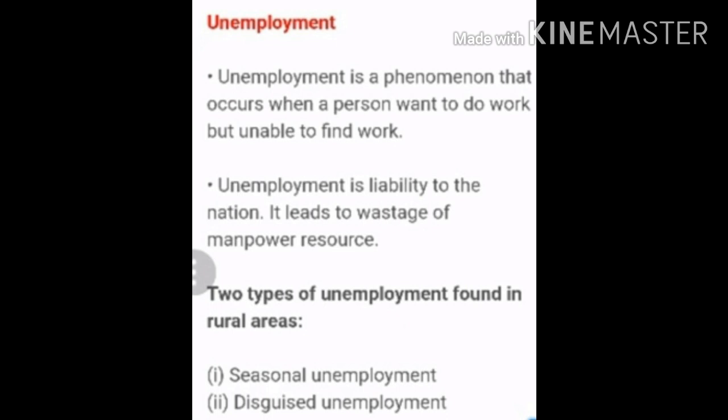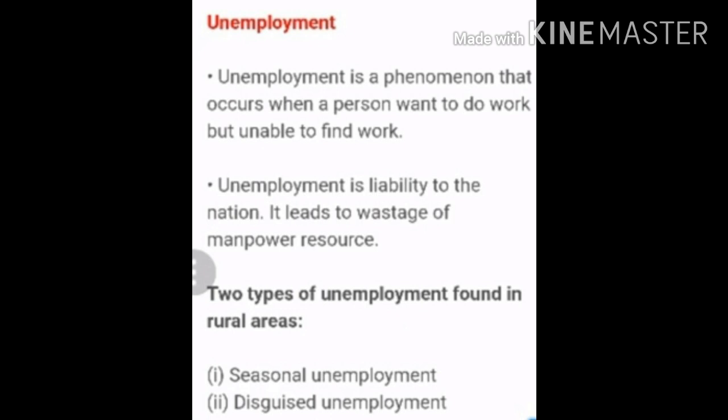Okay. Now our next topic is unemployment. Unemployment is a phenomenon that occurs when a person wants to work but is unable to find work. Unemployment is a liability to the nation. It leads to wastage of manpower resources. Yes, it is true, because day to day we observe in a country, the population is rapidly increasing, but there is a lack of facilities like jobs.